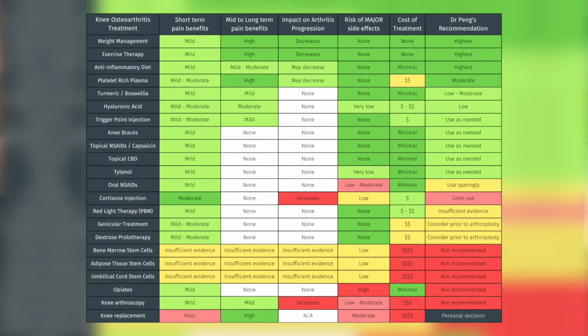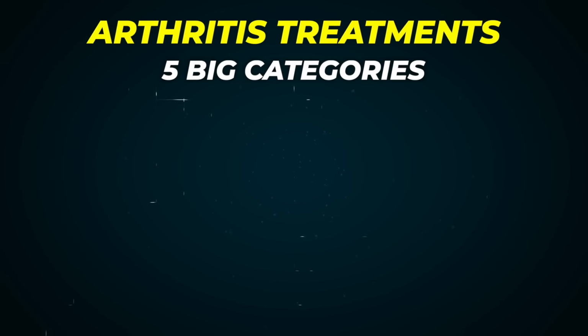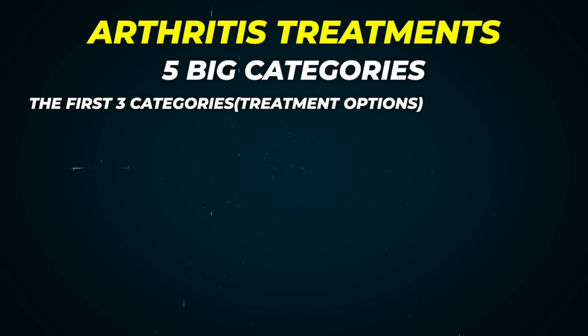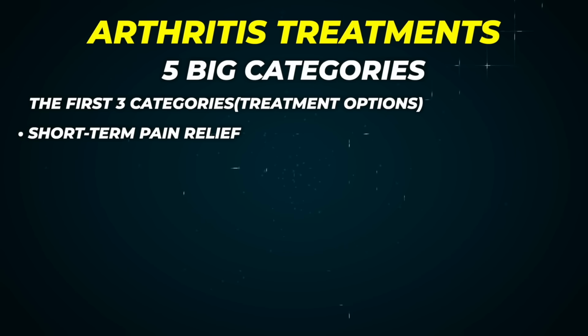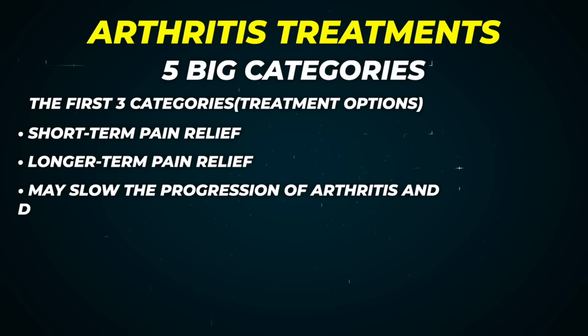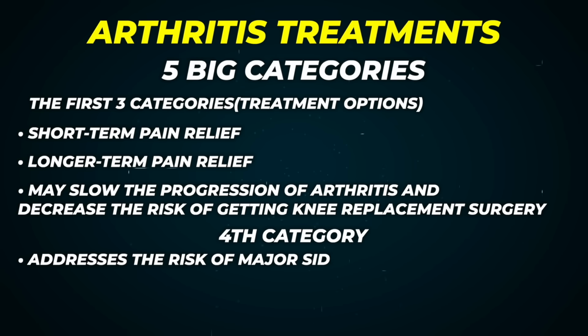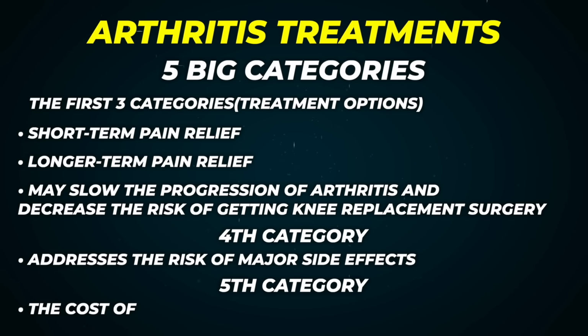I've summarized all the most common treatments for knee arthritis in this table. Now I know there is a lot of information here, but let's break it down together. I like to categorize arthritis treatments into 5 big categories. The first 3 categories are treatment options that provide short-term pain relief, treatment options that provide longer-term pain relief, and treatment options that may slow the progression of arthritis and decrease the risk of getting knee replacement surgery. The 4th category addresses the risk of major side effects, while the 5th considers the cost of treatment.